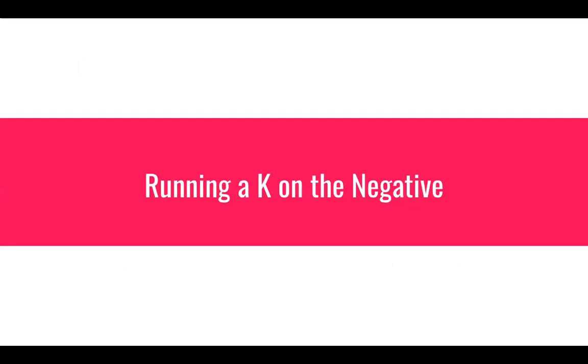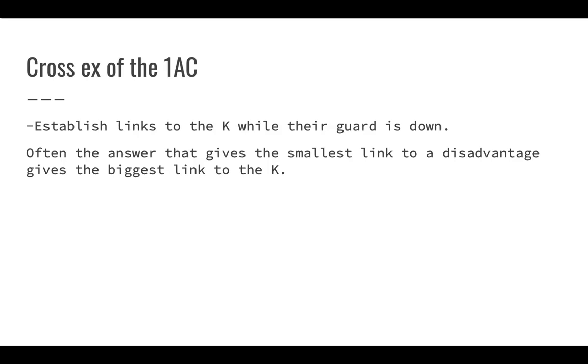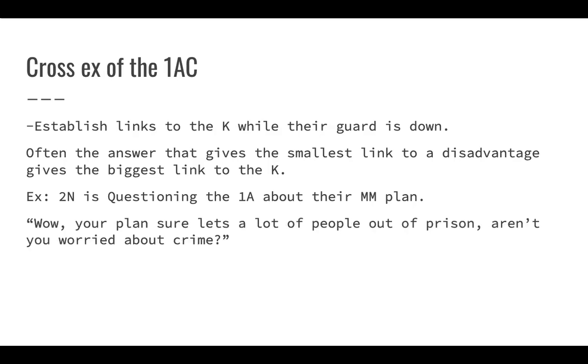Afro-pessimism, capitalism, etc. Now we're going to get into some nitty-gritties of how to run a critique, particularly on the negative. So cross-X of the 1AC, you want to establish links to the K while their guard is down. Often the answer that gives the smallest link to a disadvantage gives the biggest link to the K. For example, we've got the 2N, they're questioning the 1A about their mandatory minimum plan. Maybe the 2N is like, wow, your plan totally lets all those people out of prison. Aren't you super worried about crime?